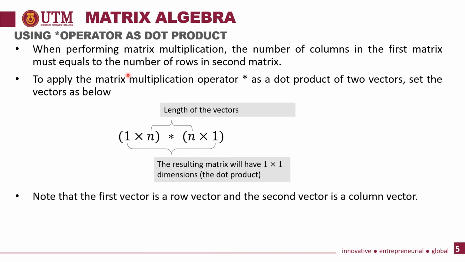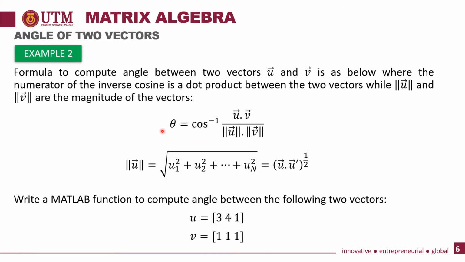Note that the first vector is a row vector and the second vector is a column vector. This one is what we call a row vector because it only has one row, and this one is the column vector because it only has one column. Right, so let's take a look at example 2.